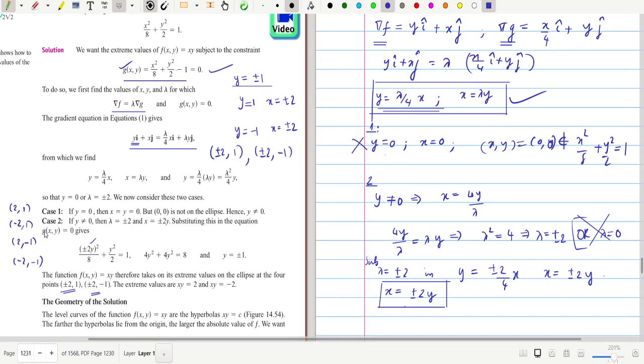So these are the 4 points. If we evaluate f of xy at these points, that will give the values 2 and 1. f of xy is 2 in this case, f of xy is minus 2 in this case, f of xy is again minus 2 in this case, f of xy is 2 in this case. So the extreme values are xy equal to 2 and xy equal to minus 2.